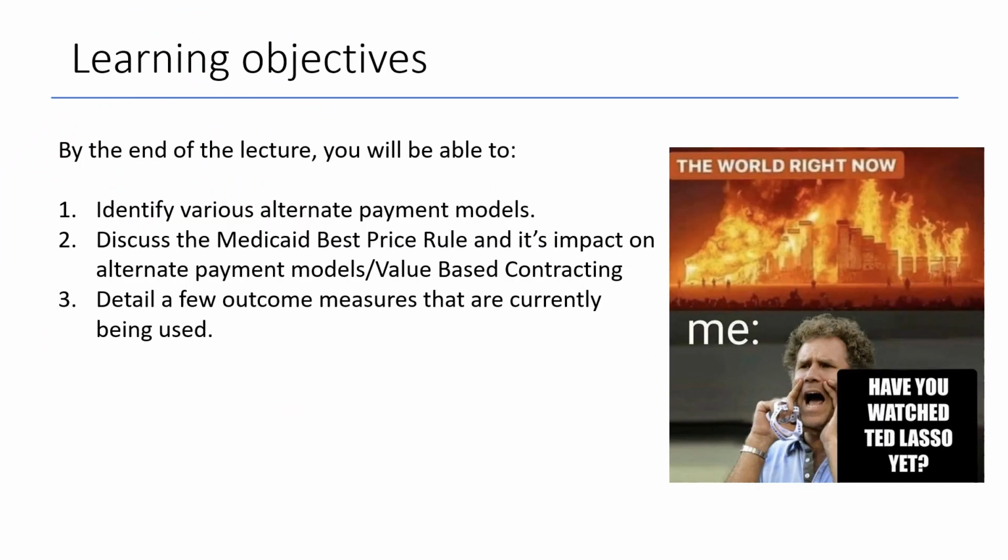The learning objectives for today are: you'll be able to identify some alternate payment models, what they are, types. You will be able to talk about the best price rule and its impact on value-based contracting, and then discuss a few outcomes measures that are currently being used.